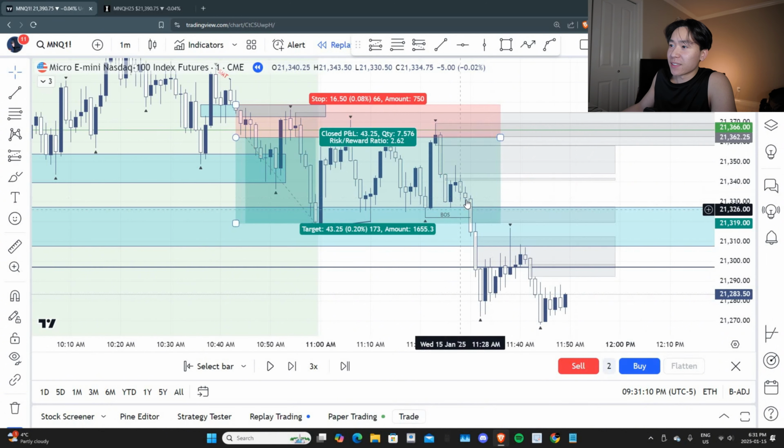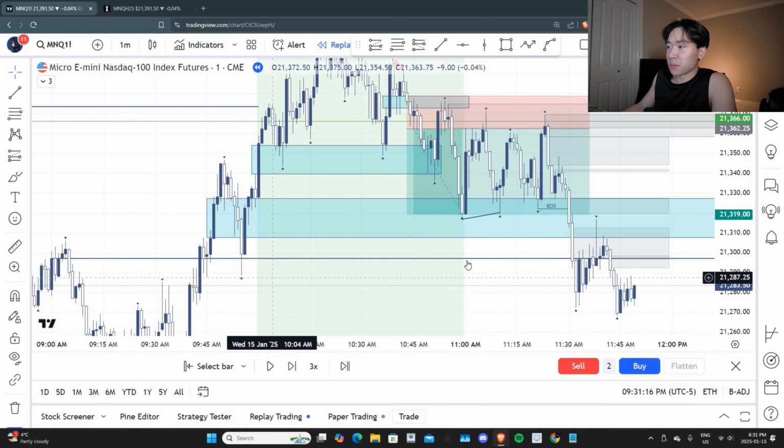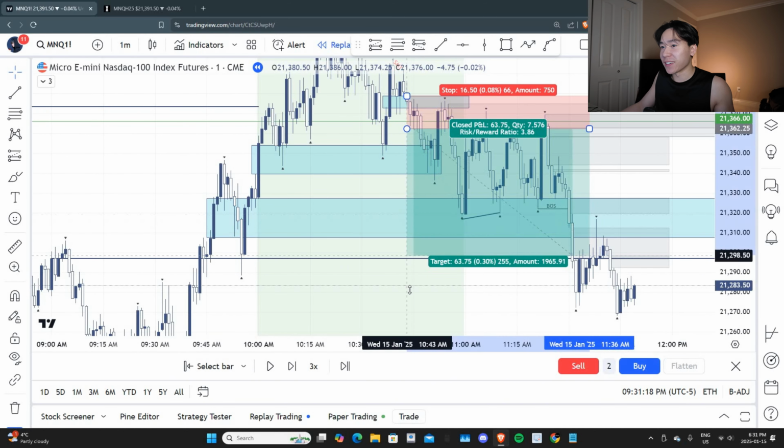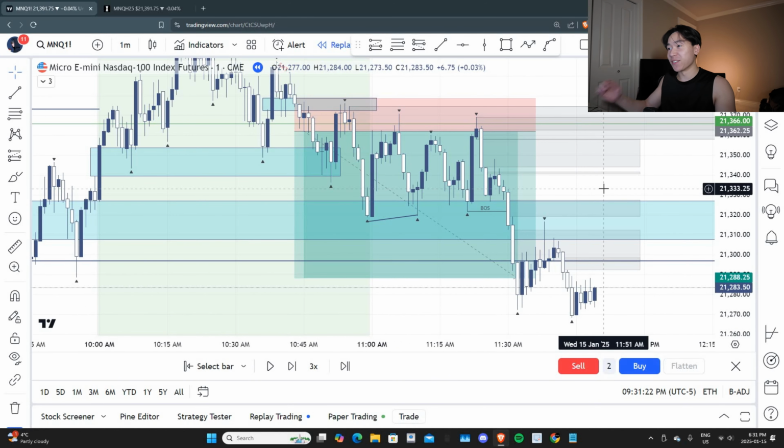But the second I move my TP to the swing low over here, price displaces all the way down and hits our initial TP, which honestly sucks, but you know what? It is what it is. That is a $300 difference, but we're up on the day.